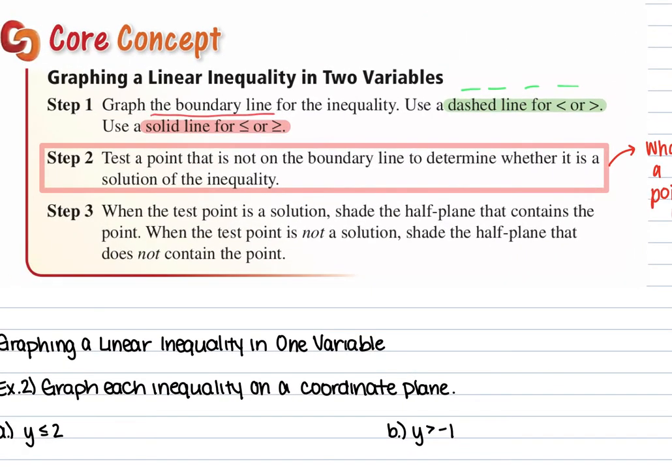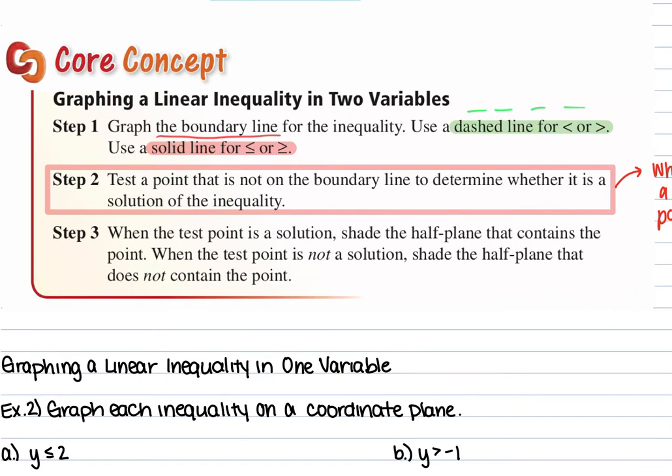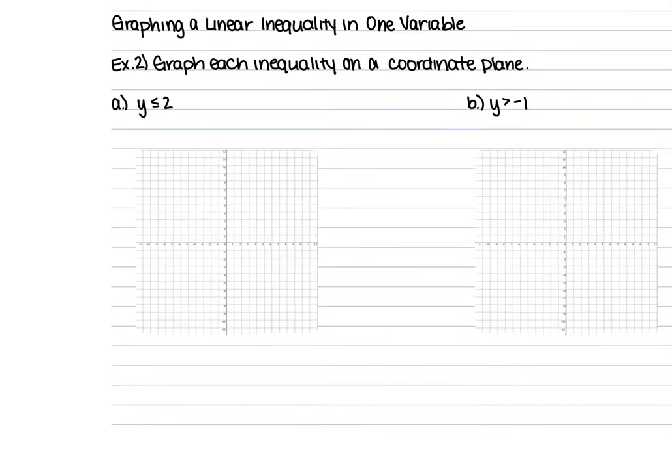And then our third step is, if it works for our inequality, okay, then we're going to shade that region. So if 0, 0 works, we're going to shade the side that 0, 0 is on. If it doesn't work, guess what we're going to do? Shade the other side, okay? So it's much easier once we do an example, okay?